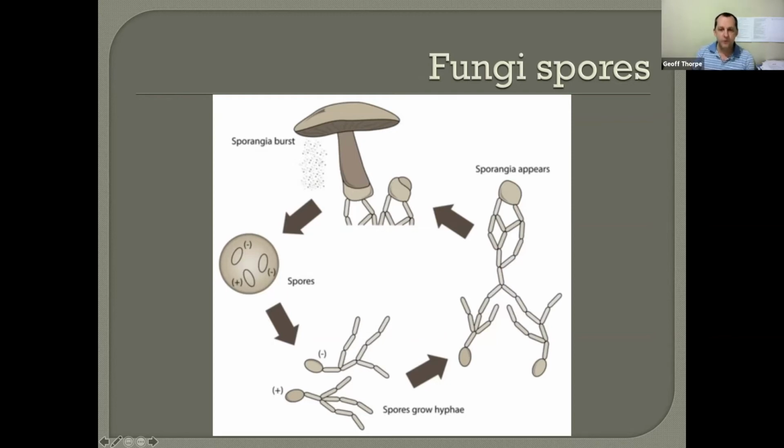And then through meiosis, they can form spores. The spores will be released from the mushroom. So now again, we have all of our spores that have been released. We've got the two different mating types, the negative and the positive. And again, they can then come together and the cycle will continue.